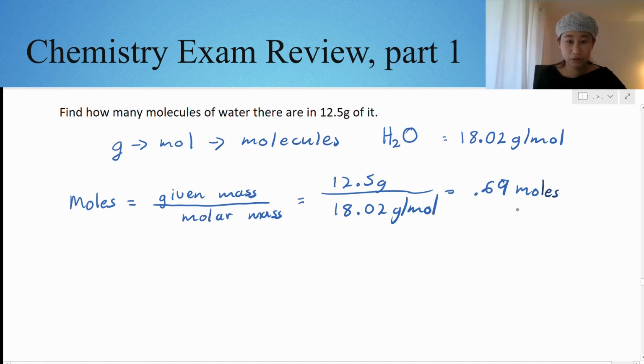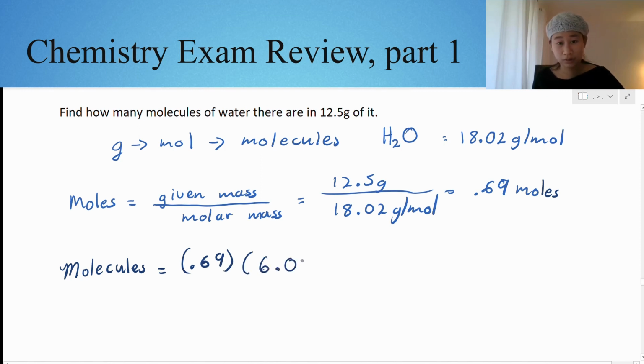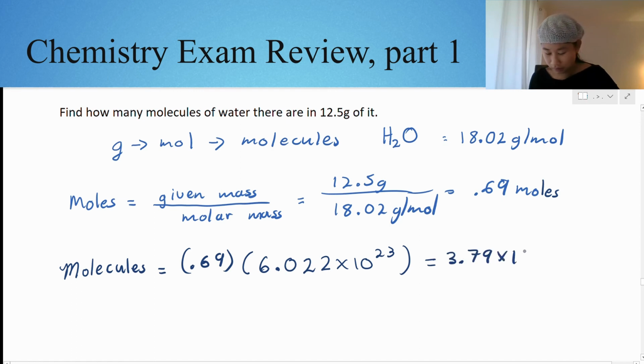And then we're going to convert moles to molecules. So the number of molecules is going to be the number of moles, 0.69 moles, times Avogadro's number, 6.022 times 10 to the 23rd. And this is going to give us 3.79 times 10 to the 23 molecules.